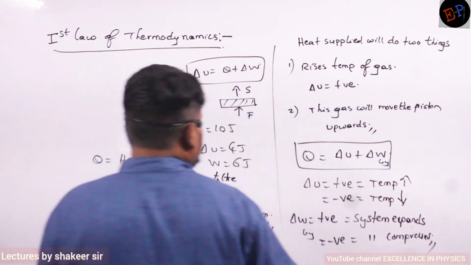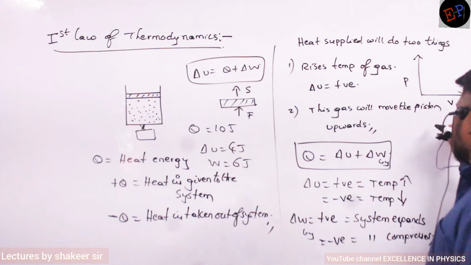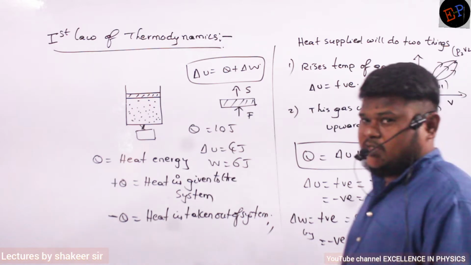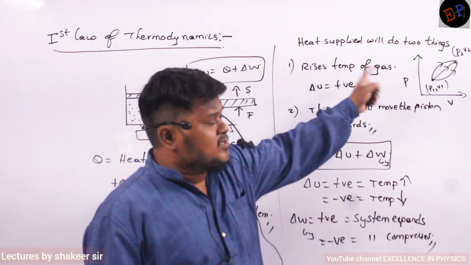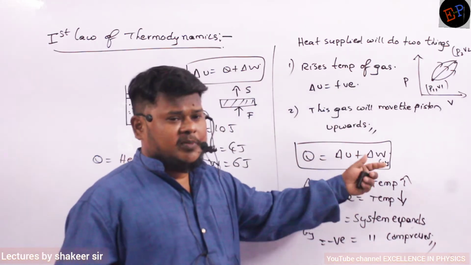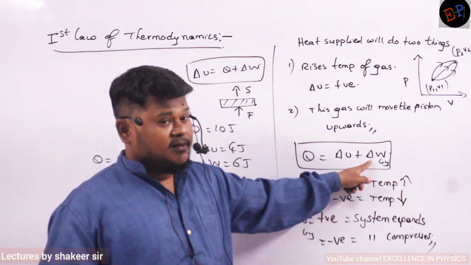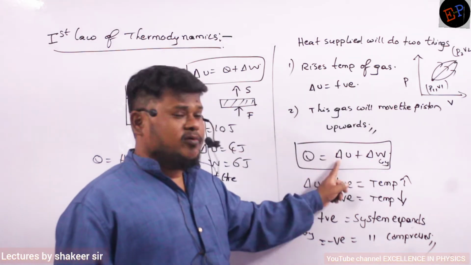See, for example, if I draw a system here, this is a PV graph. This is my initial state, P1, V1. This is my final state, P2, V2. To this state, I can travel like this also, like this also, like this also. So there are three different processes in which I can move. And in each process, Q and delta W will be different. Why? The path is different, no?